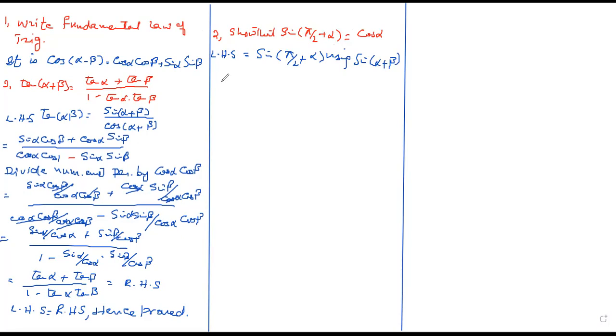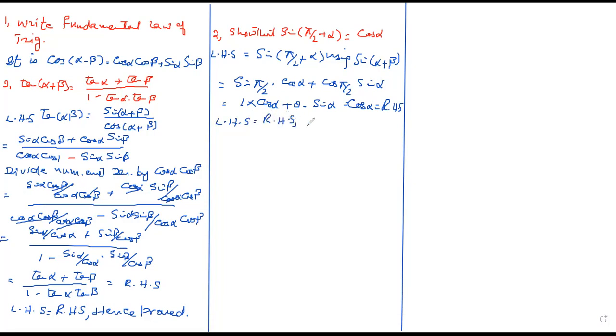Using this formula, we have sine pi by 2 cosine alpha plus cosine pi by 2 sine alpha. We know that cosine pi by 2 is 0 and sine pi by 2 is 1. So 1 times cosine alpha plus 0 times sine alpha, which equals cosine alpha, which is the right hand side. Therefore, left hand side equals right hand side, hence proved.